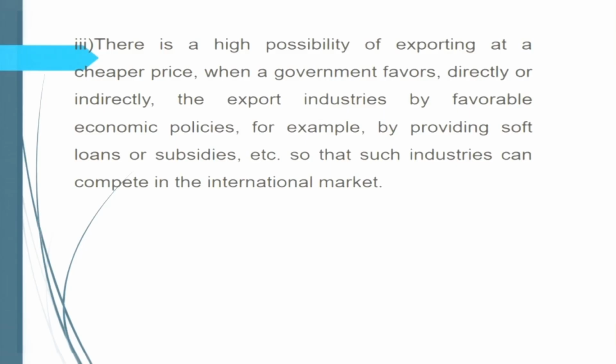Thirdly, there is a high possibility of exporting at a cheaper price when the government favors the export industries, directly or indirectly, by favorable economic policies, for example, by providing soft loans or subsidies, etc. So that such industries can compete in the international market. Now, realize that we are talking about when a dumping practice is successful. When a country is dumping, that means the country is exporting a product at a cheaper price. A cheaper price can sometimes mean a price generally lower than the domestic market price. Sometimes it can be even lower than the actual cost price.